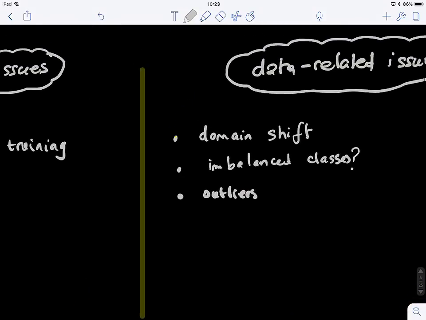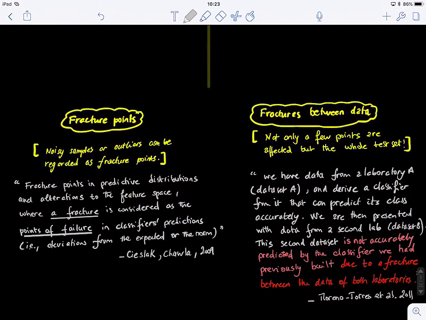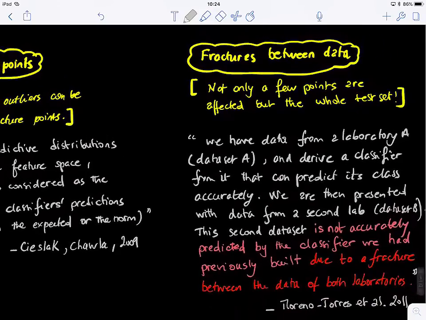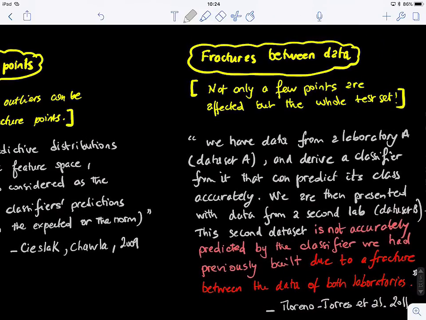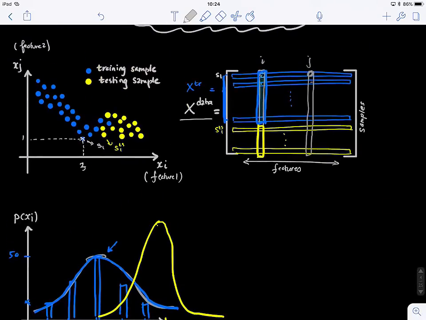So in the literature, there are two terms I would like you guys to remember, or two definitions. So there is what we call fracture between data, and this entails the domain shift. So you have a fracture between the distributions. If you look at those, this can be seen as a fracture. It's like it's broken, right? The distribution of the training and testing set.